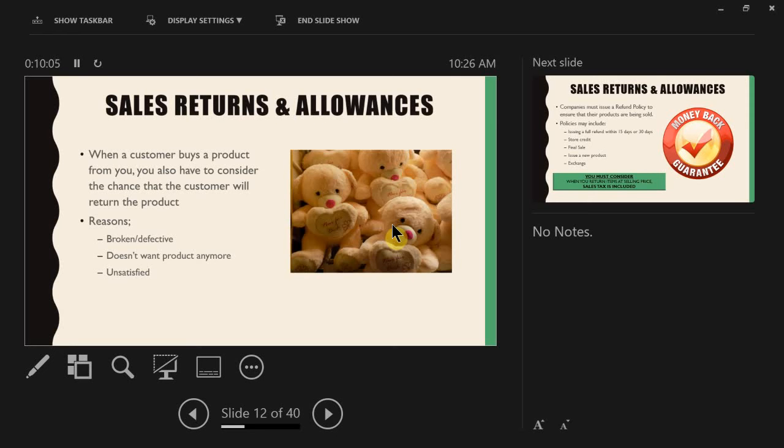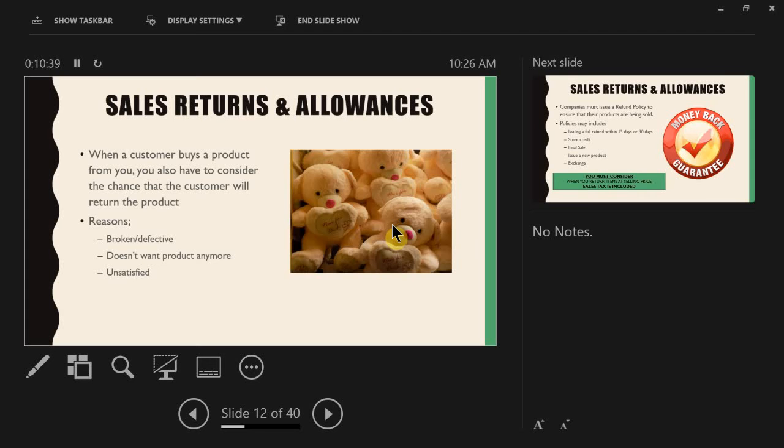Now, if I have someone who does return my product, there could be infinitely many reasons. The product that they purchased was broken or defective. They just don't want it anymore. A lot of gifts that you give people, sometimes they don't like it. You give them the receipt, they return it, because they don't want it. Or third, they're just completely unsatisfied with the product itself. They gave the product a chance, they tried it, they didn't like it.